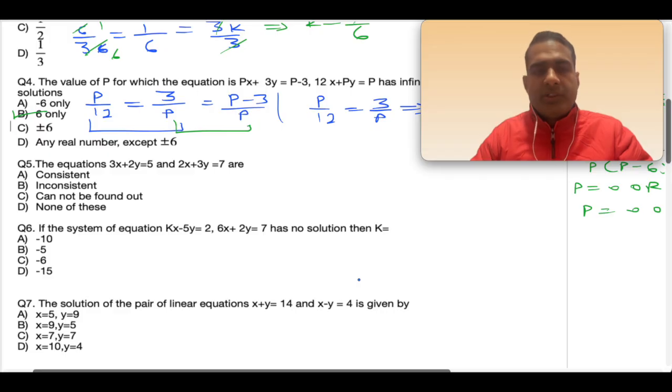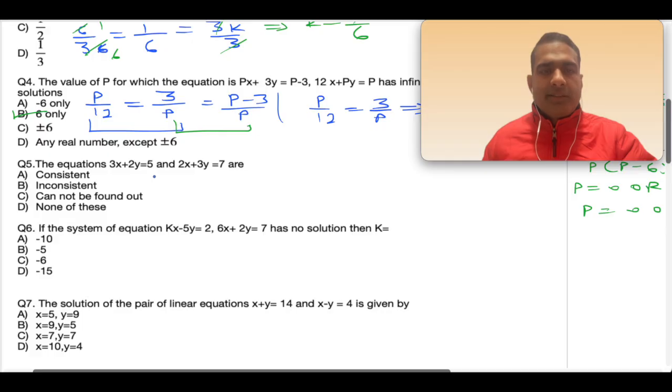So students, we know the pair of equations are said to be consistent if they have a solution. Solution means it can be unique or it can be infinitely many solutions. So if they have a solution, then they will be called consistent, and if they don't have any solution, then it will be called inconsistent. So we have to find out whether they have a solution or not.